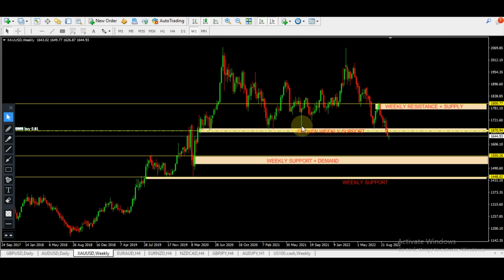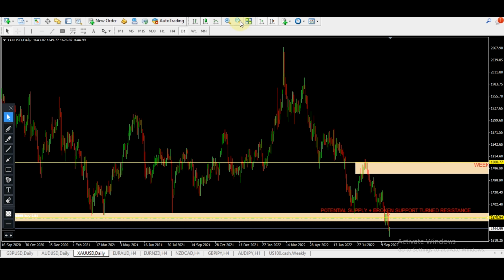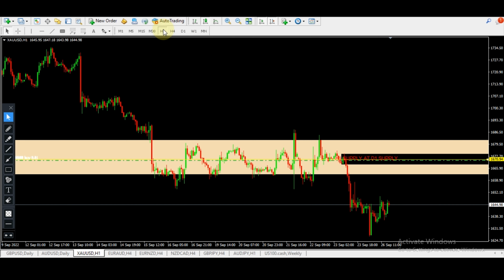So basically, of course, we don't enter on the weekly time frame. We'll go down to the daily and the H4 time frame, depending on your trading style. And also we can see on the daily that we have got a potential supply where the market is currently at. We have got a potential supply that's broken support turned resistance. Perfect.